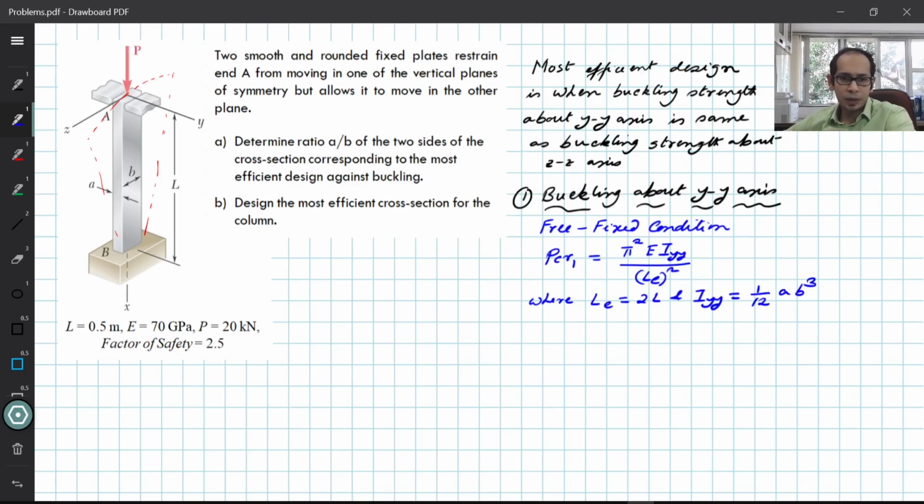Now buckling about the ZZ axis that you see over here. So that means the column is trying to buckle about this one. So if I again have to try to draw, this is going to be the buckling shape and it is trying to buckle about the ZZ axis over here. So for that one we have a pin and a fixed case. So let's make a note of that.